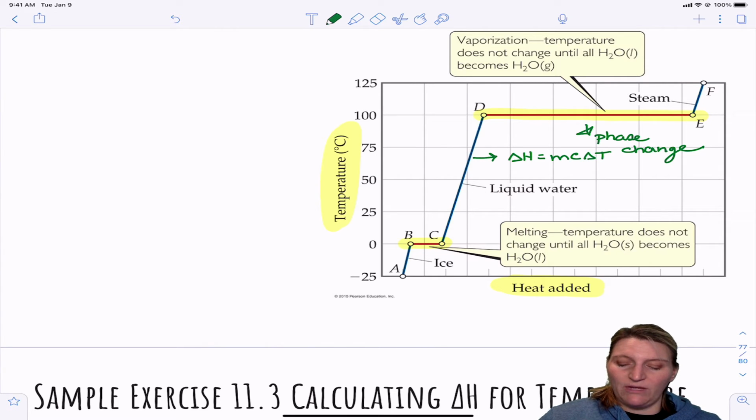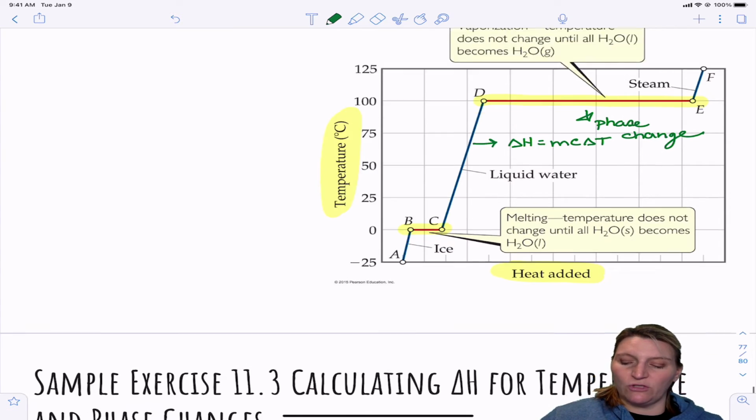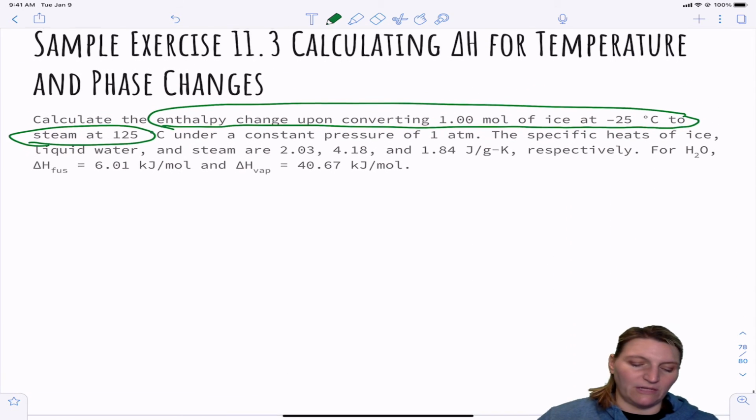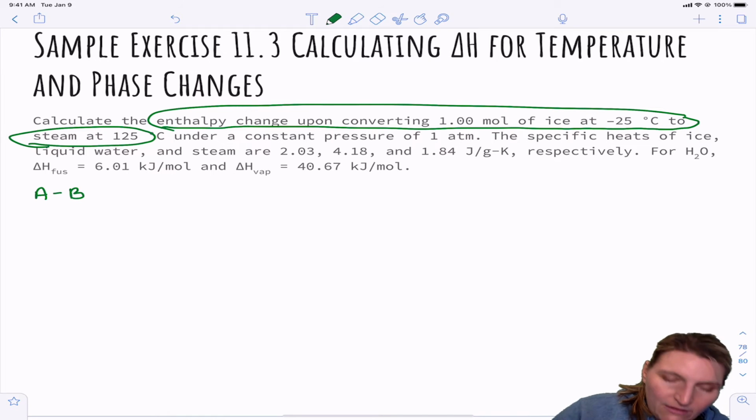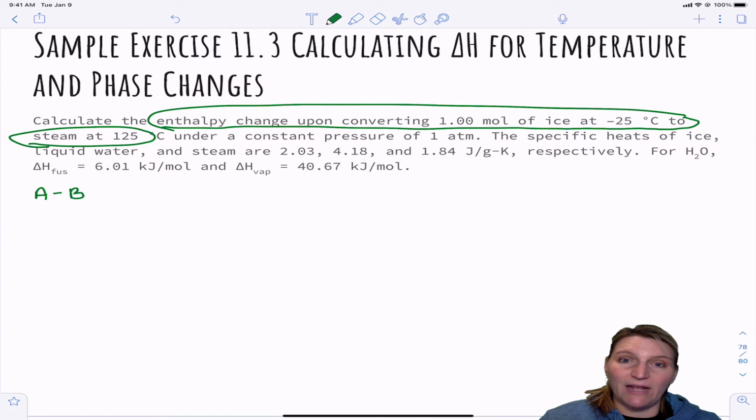Going from A to B is increasing the temperature of ice by 25 degrees Celsius. B to C is melting the ice. C to D is heating liquid water from 0 degrees Celsius to 100 degrees Celsius. D to E is boiling the water, making the phase change to a vapor. And E to F is increasing the temperature of the vapor to 125 degrees Celsius. So I'm just going to break that down, right? A to B, this was increasing the temperature of the ice from negative 25 to 0.